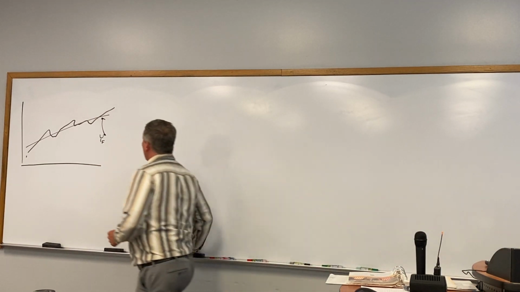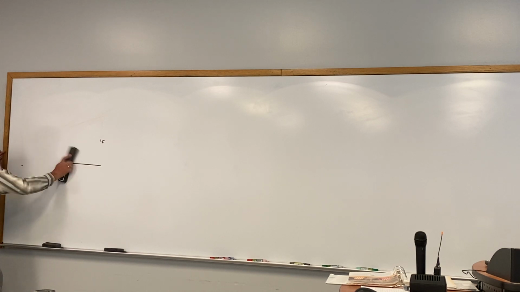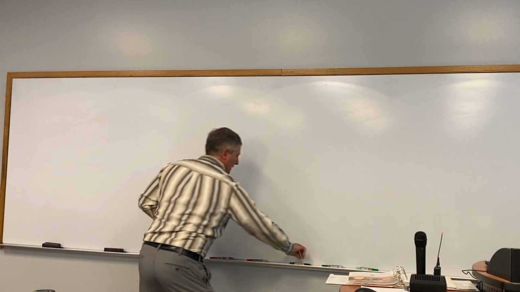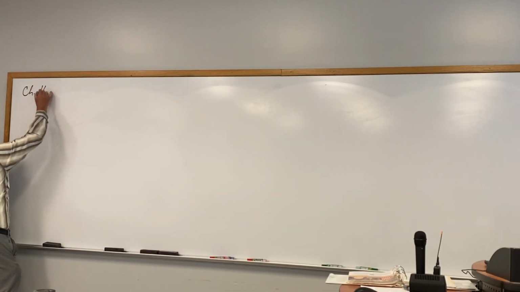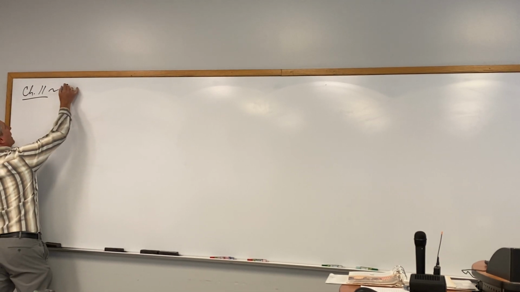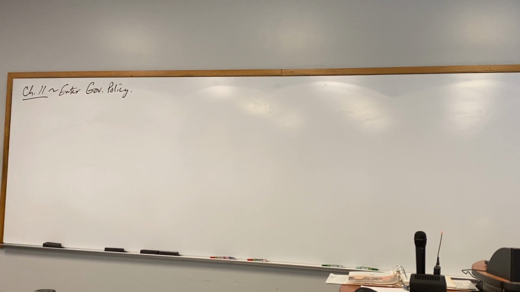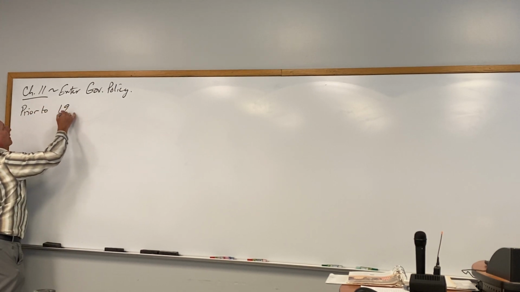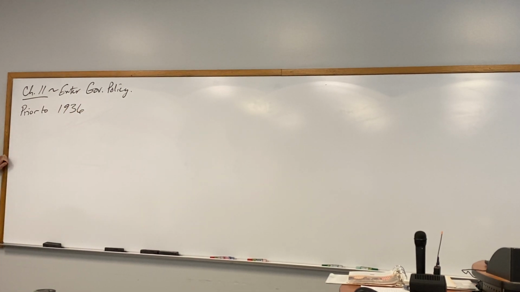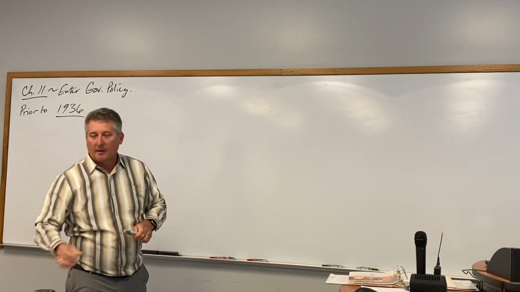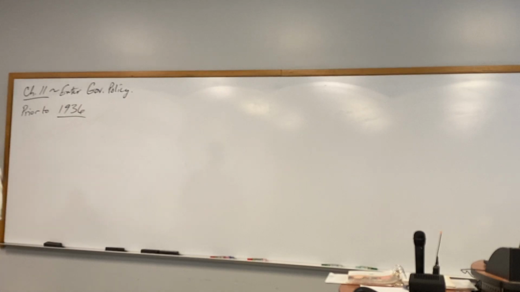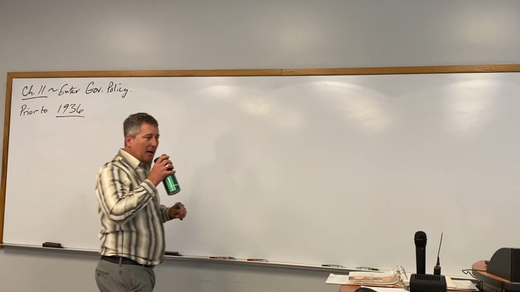So let me write a couple of these notes to get us going on this chapter. So, chapter 11. Enter government policy. Okay, so prior to, let's even say, 1936. Prior to 1936. What happened in the 1930s? The Great Depression. So the Great Depression, where you've maybe seen some old pictures from history books and other things, we weren't in very good shape. The economy was in pretty rough shape.